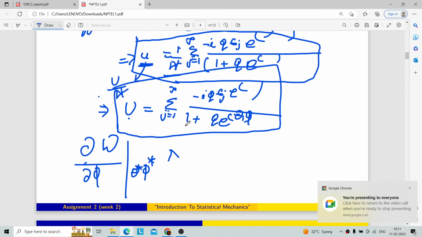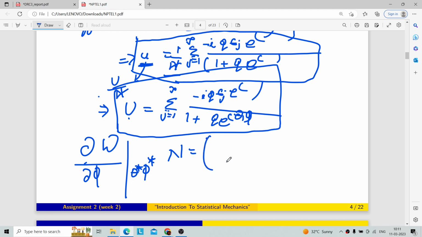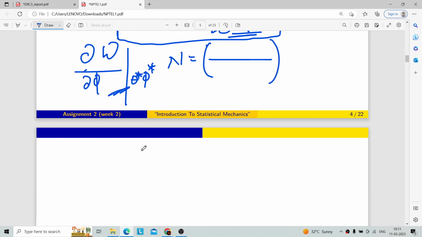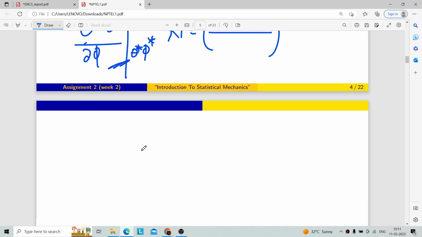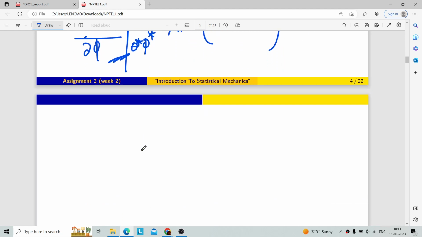So when you do this, you will get the total number of particles in this form in terms of theta and phi. So I am not doing this. You guys can do this, and this is a simple derivative using chain rules. So let me write down the final product. So similarly, you can find this n value.